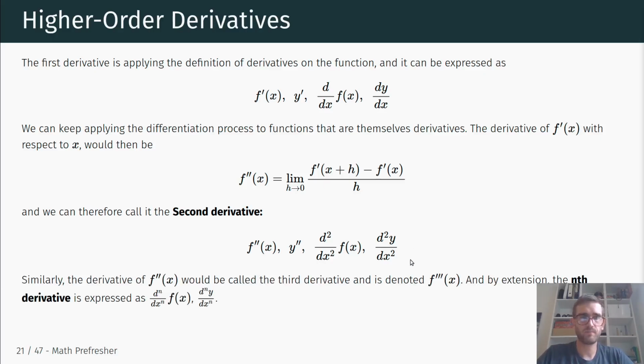Similarly, the derivative of f double prime of x would be called, sorry, the derivative of f double prime of x would be called the third derivative and is denoted as f triple prime of x. By extension, we can do this n number of times. So the nth derivative is expressed as d to the power of n divided by dx to the power of n of f of x.